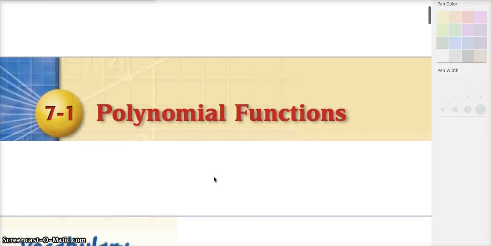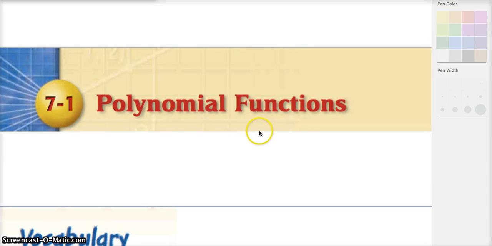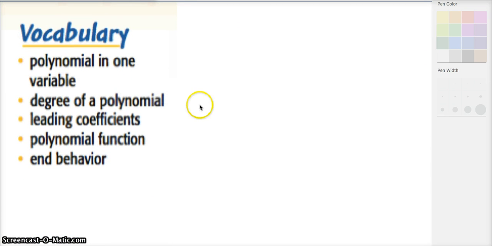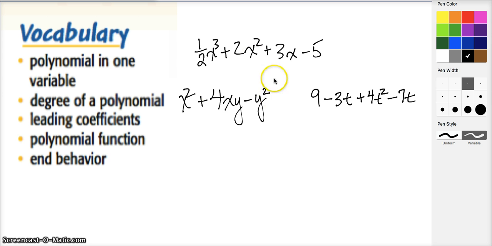Hey everybody, we are in chapter 7 and we're looking at polynomial functions, and of course this is algebra 2. Let's get right down to our vocabulary. So we're going to be talking about polynomials, and here are a couple examples of polynomials. So these three are pretty decent examples of what a polynomial is.